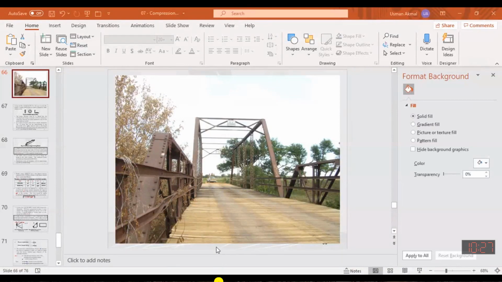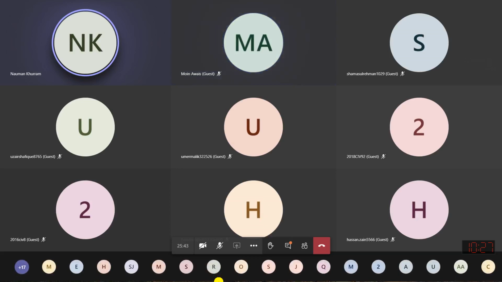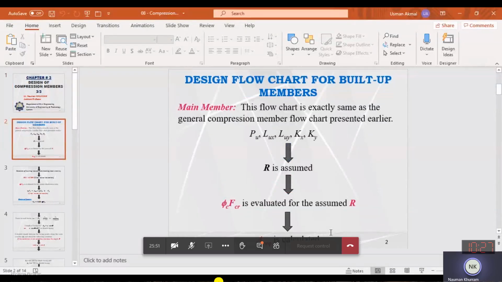Okay, I got it. The slide is now visible? Yes, sir. Okay, you should have stopped me earlier.